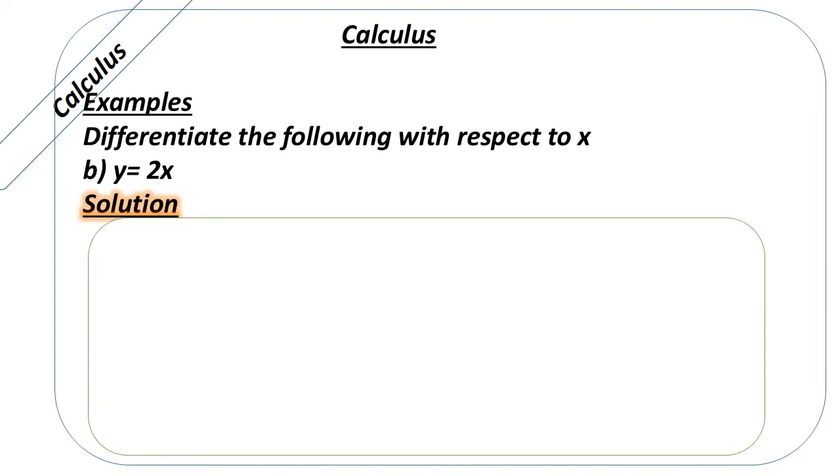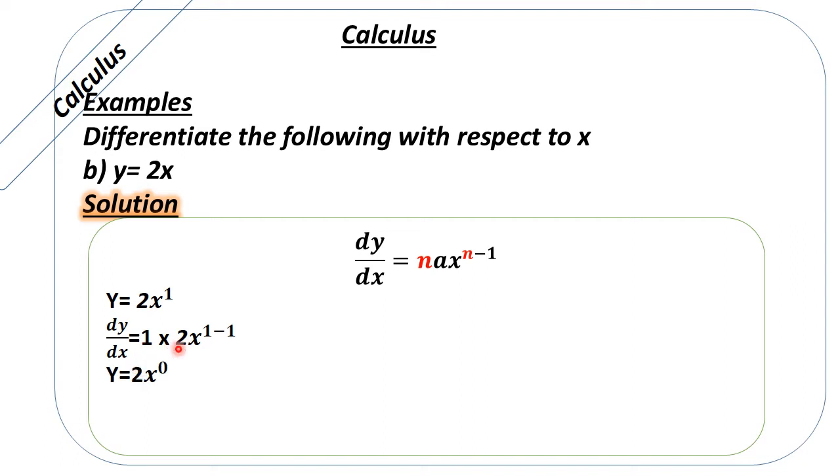The second one is y is equal to 2x. Remember, this is what we're going to do, but there's an issue here. x has no power, or does it? x has a power of 1. There's an invisible 1 here. So it's like this: y is equal to 2x power 1. So this 1 is going to be brought here, then we're going to subtract 1 from the power. So it's going to be 1 times 2x, then on top 1 minus 1. 1 times 2x is going to be 2x, and 1 minus 1 on top, we're going to have 0.